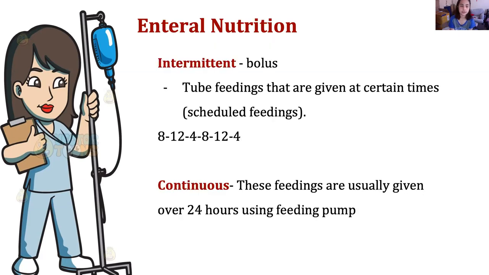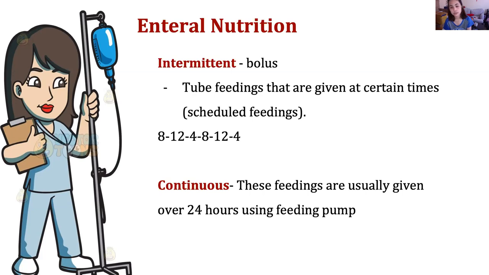So we have different ways of giving enteral nutrition. We have two ways: we can give it as intermittent or bolus, and we can give it as continuous. Intermittent or bolus feedings are tube feedings given at certain times. For example, these are the scheduled feedings: 8 a.m., 12 p.m., 4 p.m., 8 p.m., 12 a.m., and 4 a.m. Usually it's every 4 hours. Before giving feeding, if your patient has a nasointestinal or nasogastric tube, you need to check every time the patency and the placement of the tube.